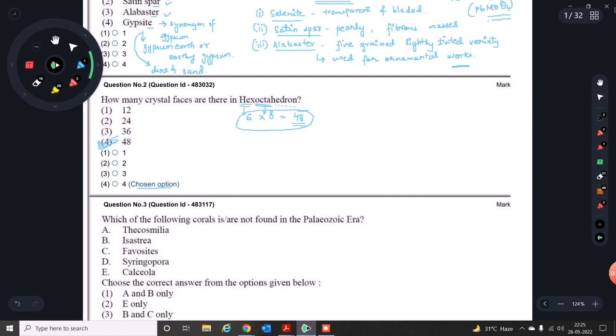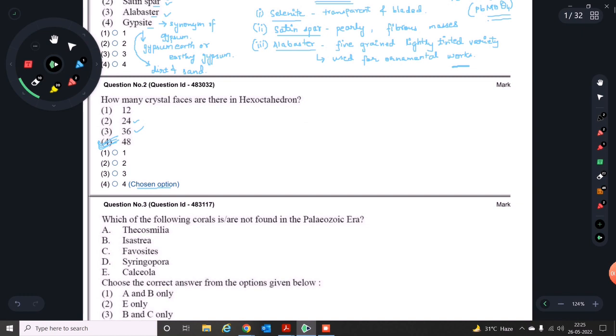In hexoctahedron, this is a little hack that you can have. If you get tris octahedron, tris means 3. That means 8 threes are 24. Then it will be 24 crystal faces. Likewise, if you have hexahedron, in that case, we will have 36 crystal faces. Okay. So I will let you know a little bit more details on this.